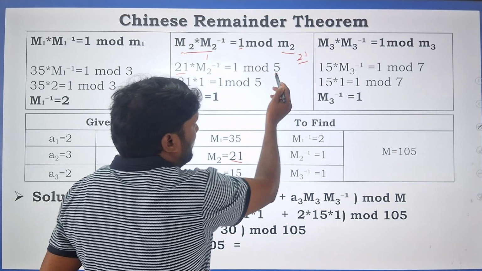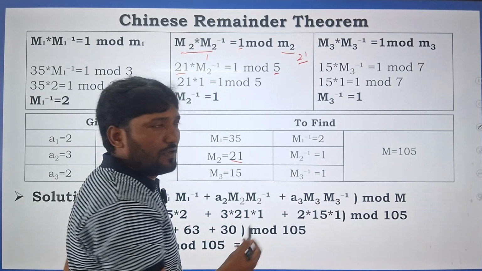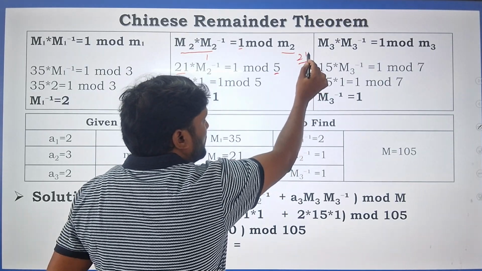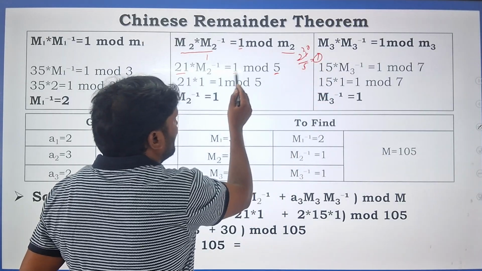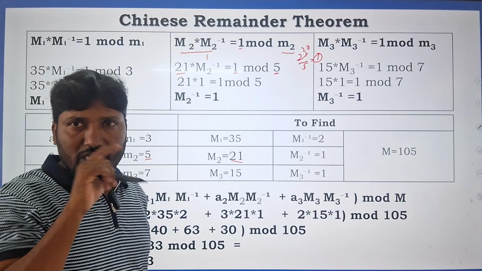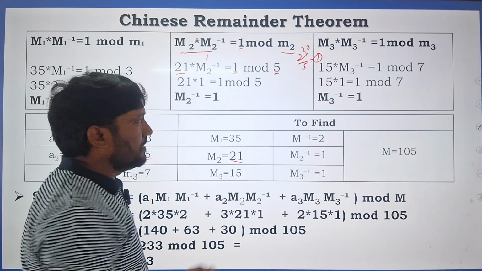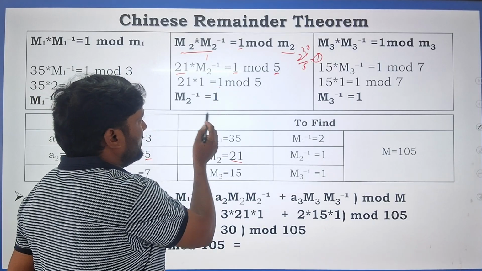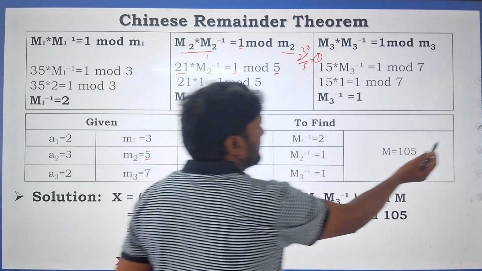21. What is the m2 value here? It divides with 5. 5 fours are 20. What is the remainder here? 1. This value is equal to 1. If the value is equal to 1, then that value is considered as the M2 inverse. That is, it equals 1. Now M2 inverse becomes 1. Similarly, come to the third one.